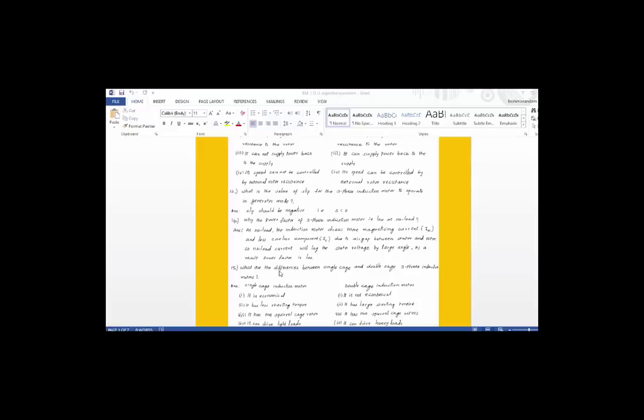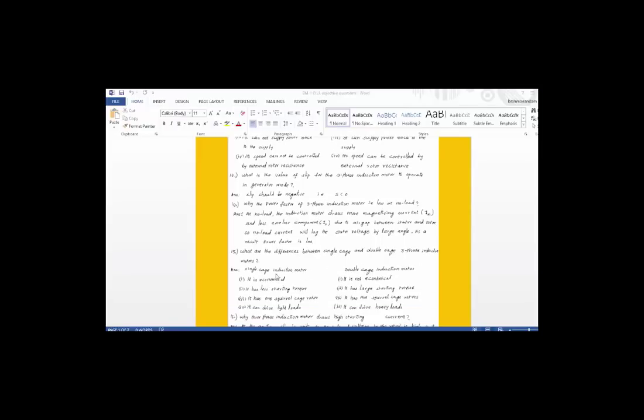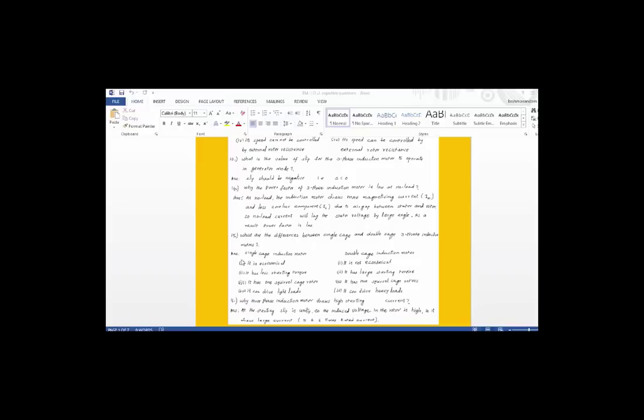15th question. What are the differences between single cage induction motor and double cage three-phase induction motor? Answers. So here we write the single cage induction motor and here we write the double cage induction motor. Under single cage induction motor, first point, it is economical. Second point, it has less starting torque. Third point, it has one squirrel cage rotor. Fourth point, it can drive light loads.